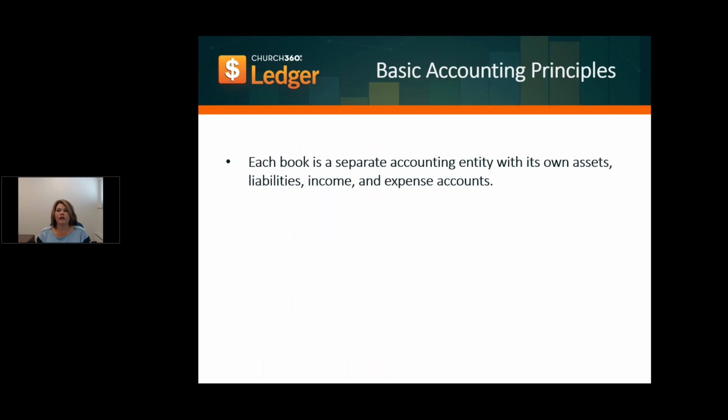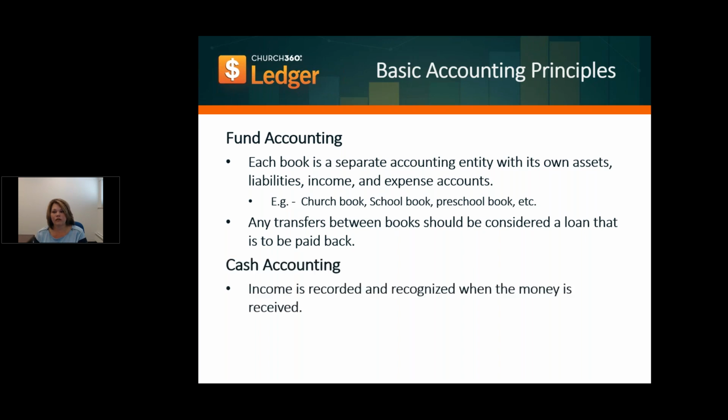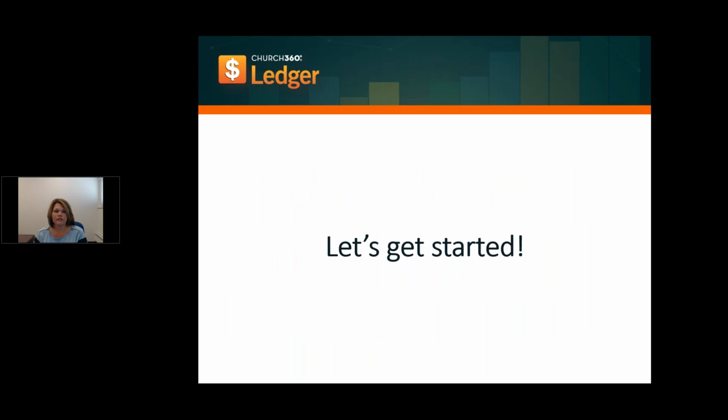Each book is a separate accounting entity with its own assets, liabilities, income, and expense accounts, such as your church book, your school book, preschool book, and we'll go into details on that in the webinar. Any transfers between books should be considered a loan that is to be paid back. Cash accounting: income is recorded and recognized when the money is received. Expenses are recorded and recognized when the money is spent. So let's go ahead and get started.